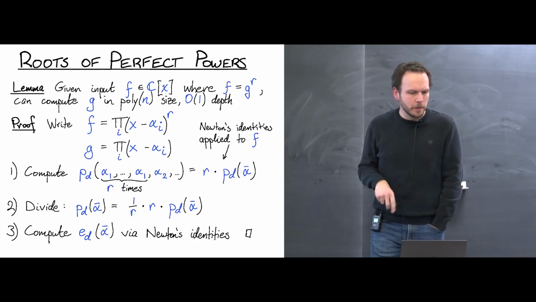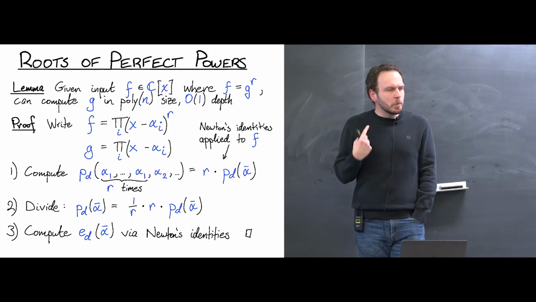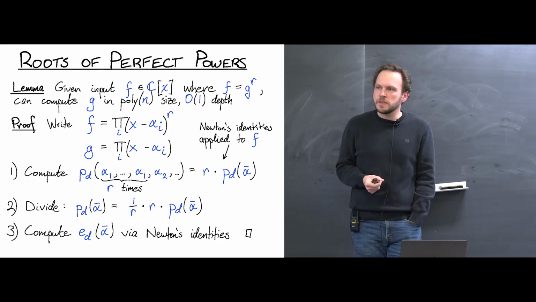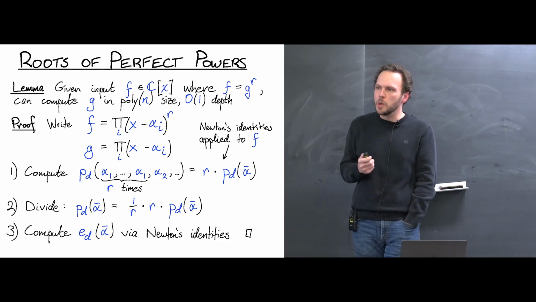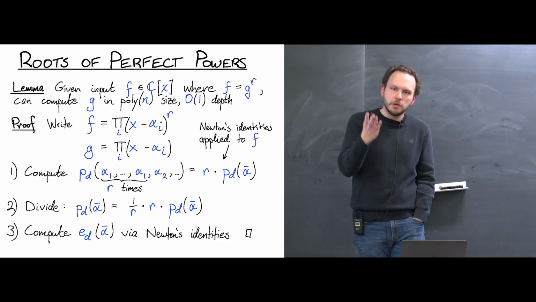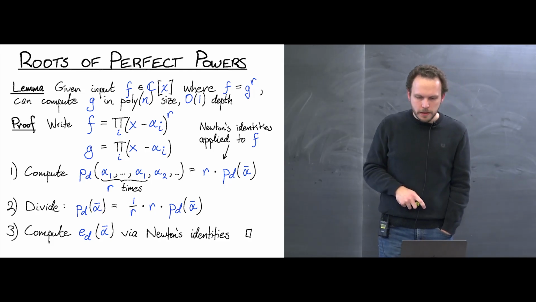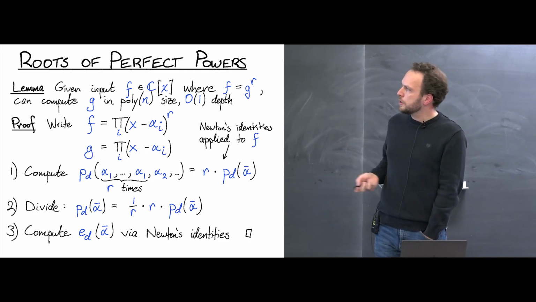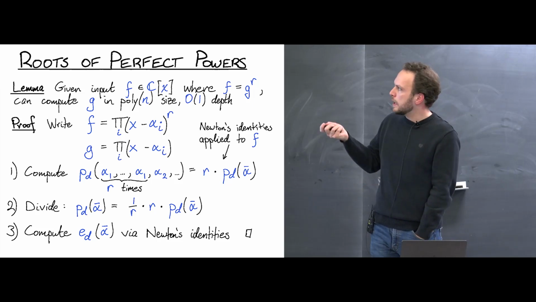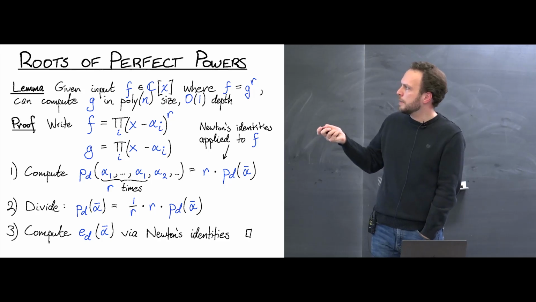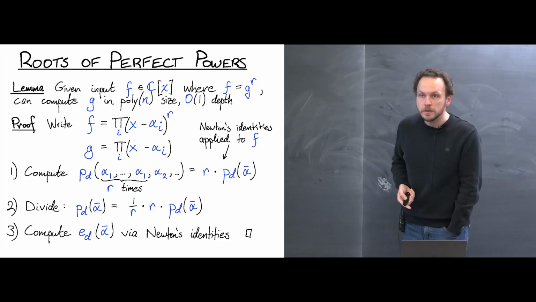So here's another bit of a toy problem. Now we're just given one polynomial f as input, and we're promised that f is an rth power of some other polynomial g. And we know r. We want to compute the coefficients of g. So what are we going to do? Well, again, we're going to write down the factorizations of f and g. Because f is the rth power of g, every factor from g appears r more times in f.